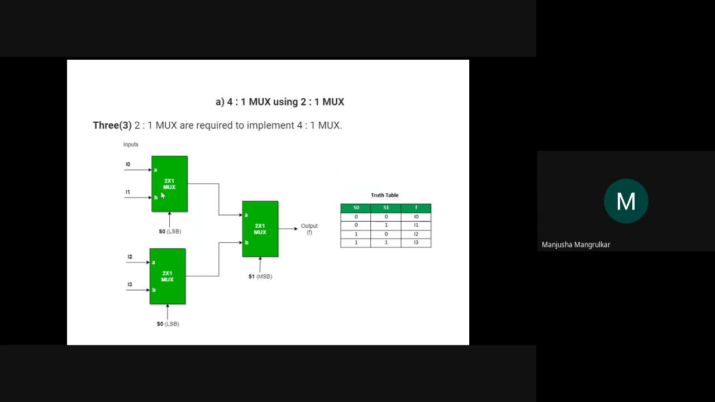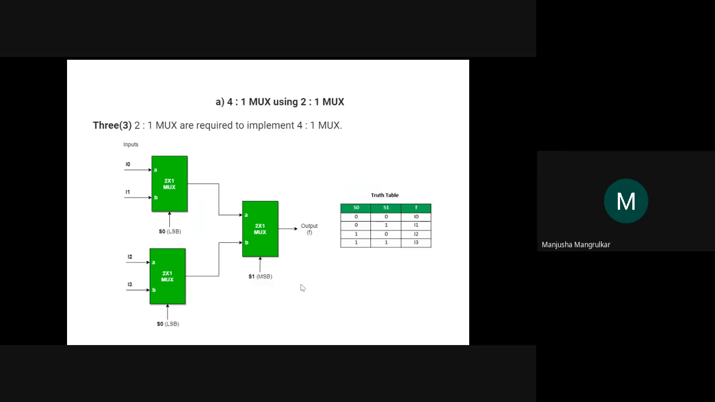Suppose I have only 2 is to 1 muxes, but my circuit has a requirement of a 4 is to 1 mux. So how are we going to design that 4 is to 1 mux by using 2 is to 1 muxes? We require 3 muxes of 2 is to 1. Now this is the first 2 is to 1 mux, this is the second, and this is the third. Now this is the logical thinking of that.